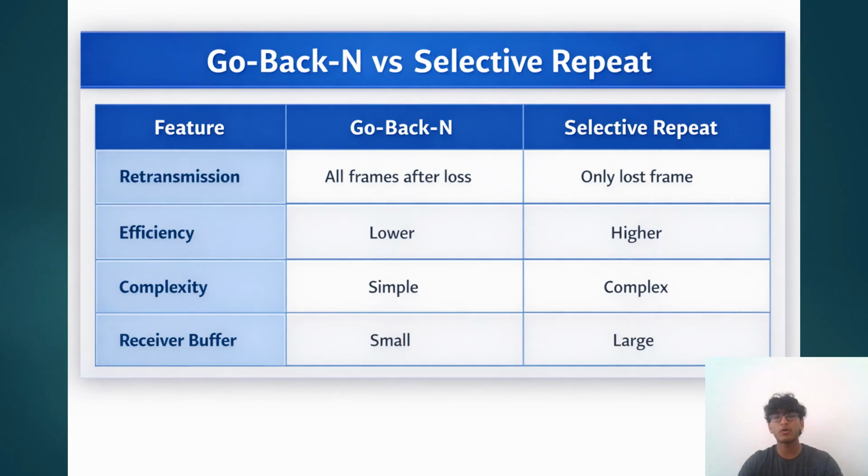The efficiency of Go-Back-N ARQ is comparatively low compared to Selective Repeat, as Selective Repeat has higher efficiency. The complexity is simple in Go-Back-N, whereas it's complex in Selective Repeat. And in Go-Back-N ARQ, the receiver buffer is small, whereas in Selective Repeat it is very large.